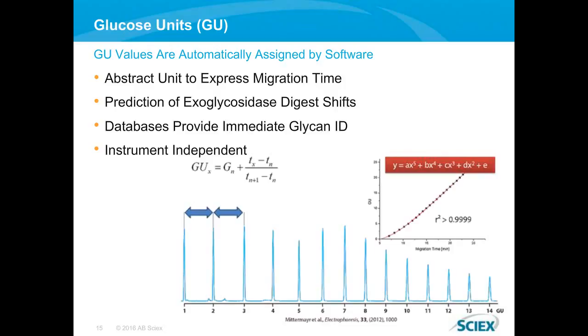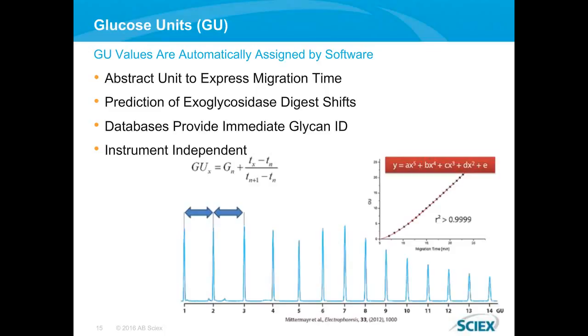The reason we use GU values is to predict exoglycosidase digest shifts. And by doing so, we can use a database that actually provides immediate glycan identification based on the relative migration time between your sample and the GU values that are known. Another nice thing is that it's instrument independent. It's something that you can port from site to site. It's very easy to use, and GU values are actually automatically assigned within the P800 Plus software.